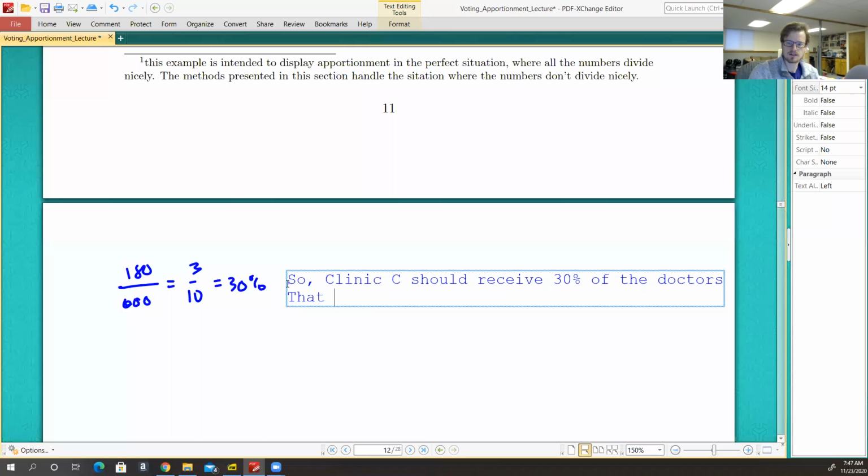That is Clinic C. They should receive, let's see here, that'd be 18 doctors. Excellent.